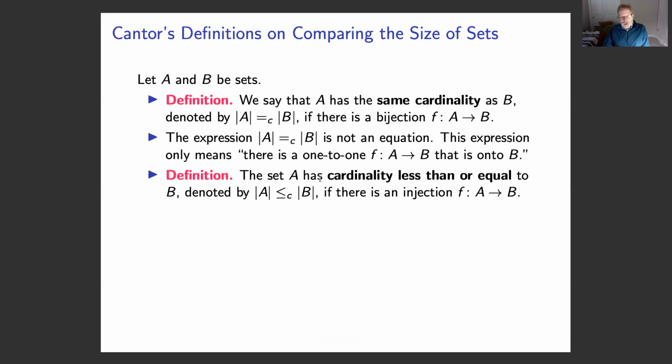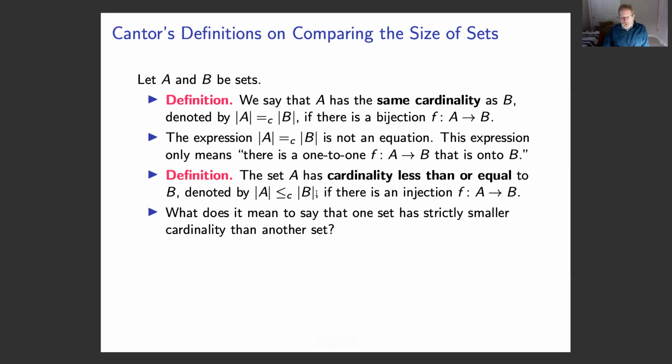Well, here's his definition. The cardinality of A, the size of A, is less than or equal to the size of B, and here's the notation that one uses, if there's an injection, that is a one-to-one function from A into B. So if you have a one-to-one function from the set A to the set B, we can then conclude that the set A has size less than or equal to the size of B. And that's what this notation means. Again, this is not the inequality symbol of the real numbers, right? This is the same symbol, but it's used in a different context.